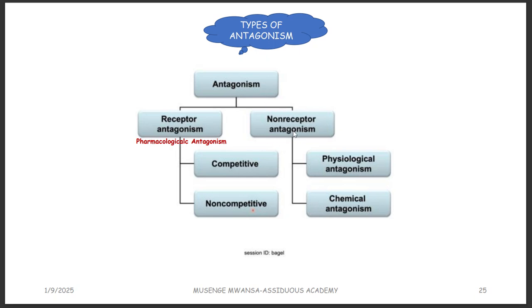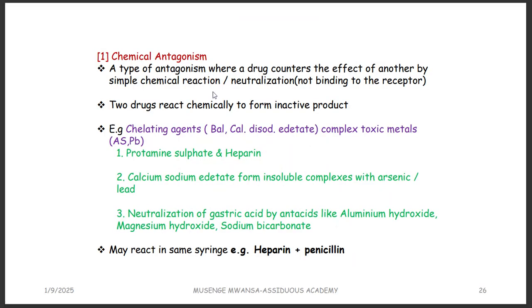Non-receptor antagonists can be physiological or chemical. Here, there is no interaction with any receptor. Okay, there is no receptor involved. So chemical antagonism is a type of drug interaction where a drug counters the effect of another by simple chemical reaction or a neutralization reaction without binding to the receptor.